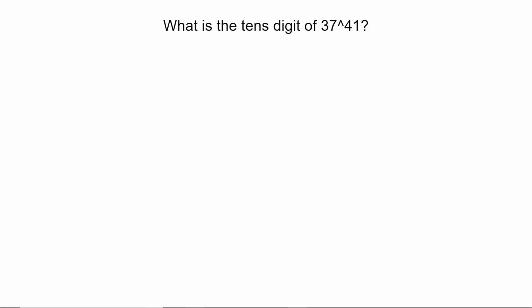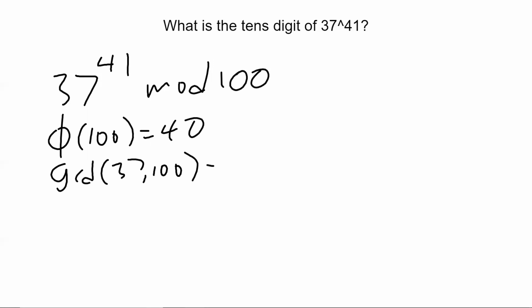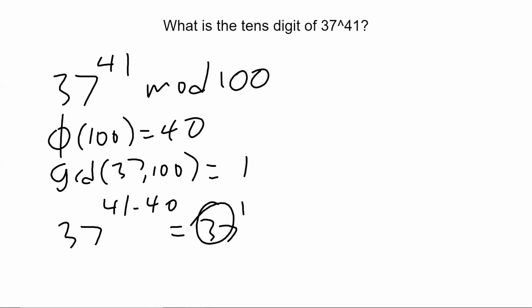Okay, so I'm just going to go really fast here. So 37 to the 41st, when they're asking for the tens digit, they want this mod 100. And since phi of 100 is equal to 40 and the GCD of 37 and 100 is equal to 1, this simplifies to 37 to the 41 minus 40, which is equal to 37 to the first, which means the tens digit is 3. You can slow this down on YouTube, but yeah, that's it.